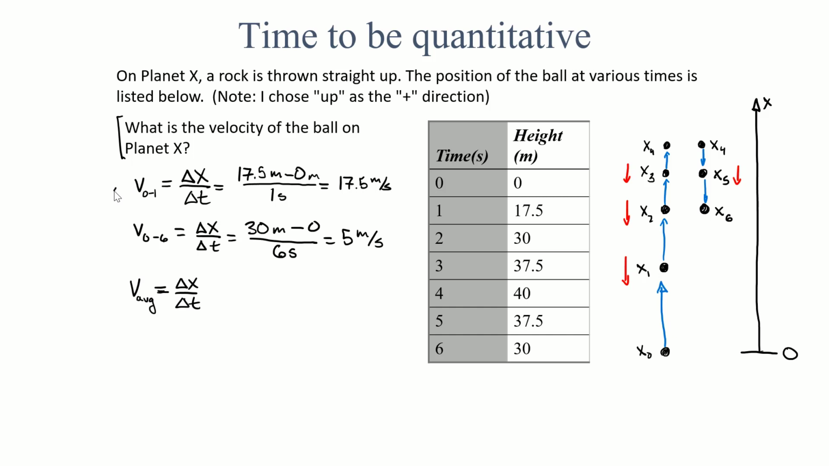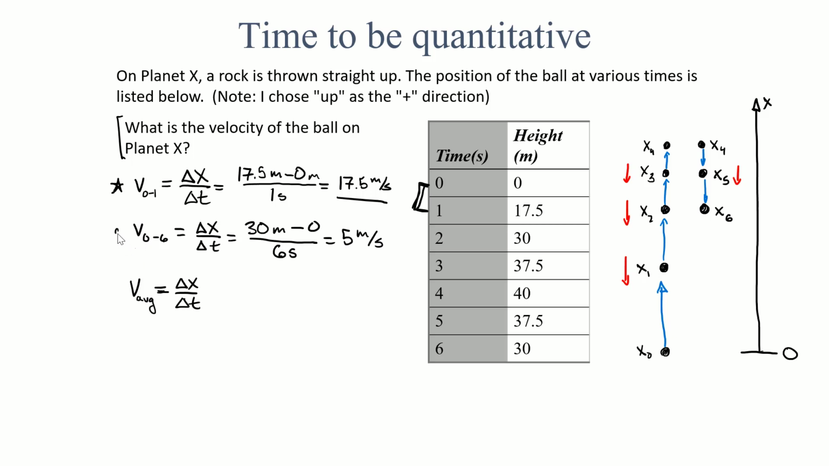So right here, the first way we calculated the average velocity from 0 to 1 second, right? If we actually think about this, the velocity is changing even within that second, but 17.5 meters per second is the average velocity in that time interval.